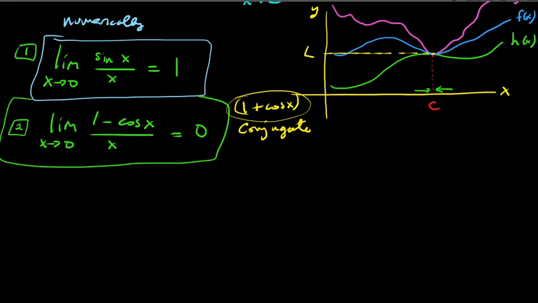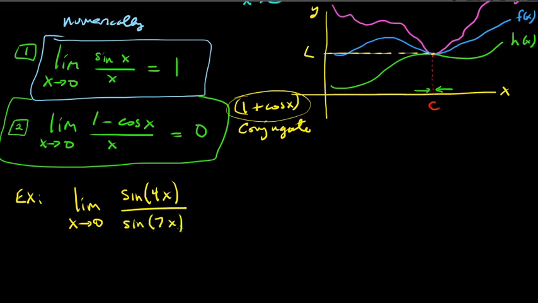But I do want to do some further examples of number 1, because sometimes it's not always going to be clear. Suppose we want to take the limit as x approaches 0 of the sine of 4x divided by the sine of 7x. A little bit of a tricky one. You might say, wait a minute, this is sine divided by sine. It's not sine of x divided by x. So it's a little different.